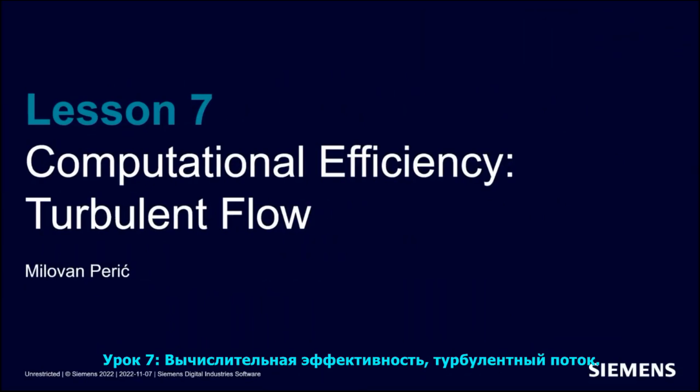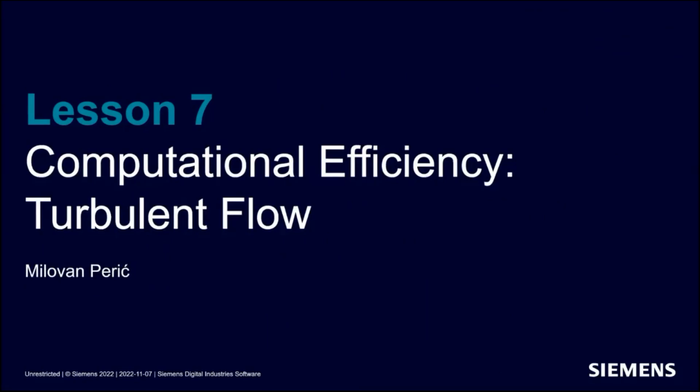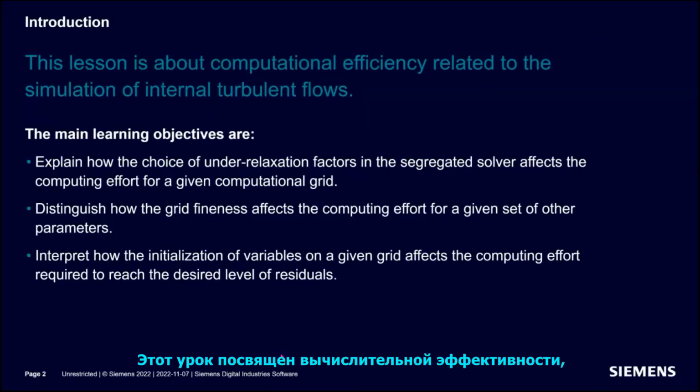Lesson 7. Computational Efficiency, Turbulent Flow. This lesson is about computational efficiency related to the simulation of internal turbulent flows. The main objectives of this lesson are to explain how the choice of under-relaxation factors in the segregated flow solver affects the computing effort for a given computational grid, to distinguish how the grid fineness affects the computing effort for a given set of other parameters, and to interpret how the initialization of variables on a given grid affects the computing effort required to reach the desired level of residuals.